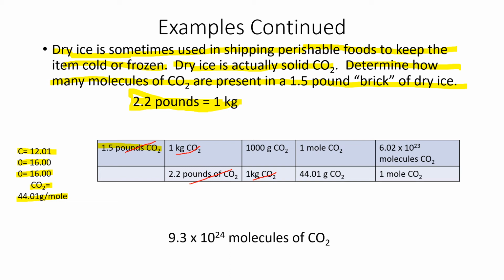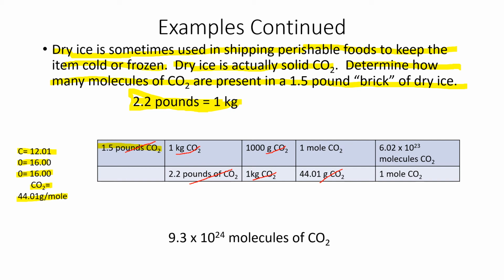I want the grams to go away, so I better put the grams in the denominator. Grams of CO2 cancel, leaving me with moles in that numerator. Now I want to go to molecules. Well, that's a counting number. So what's my conversion for a counting number? Well, moles and a counting number get related by that 6.02 times 10 to the 23rd.